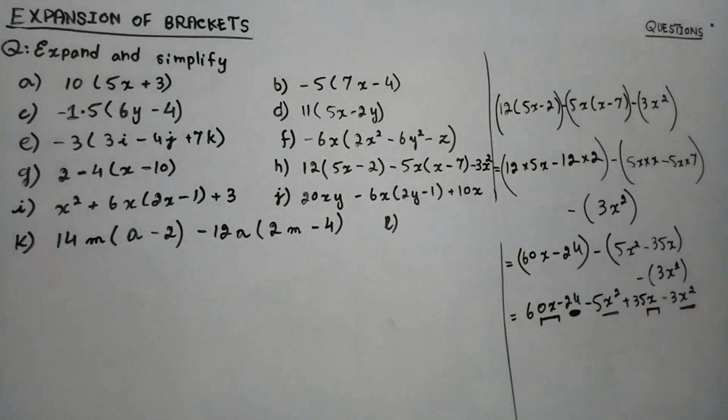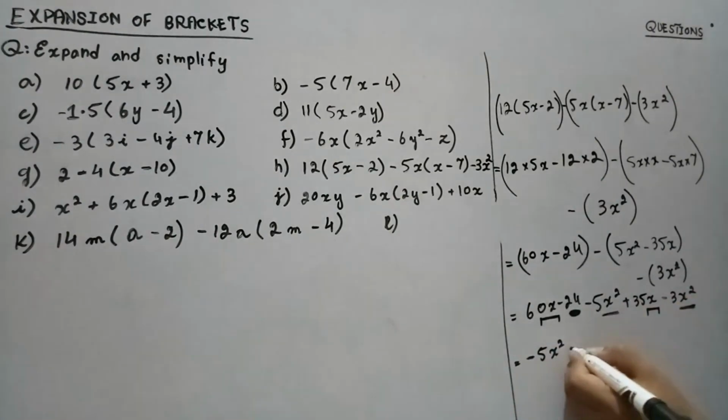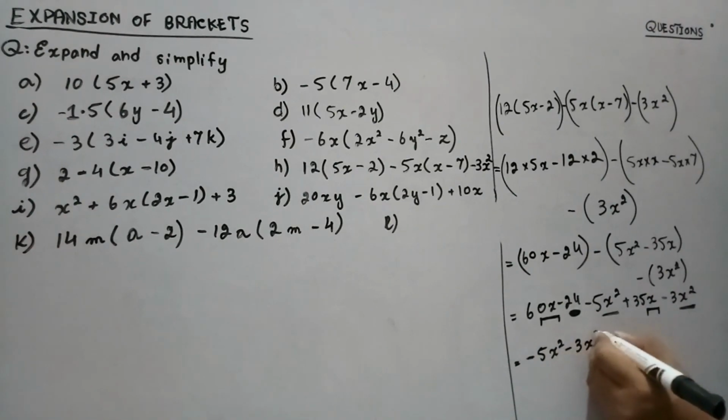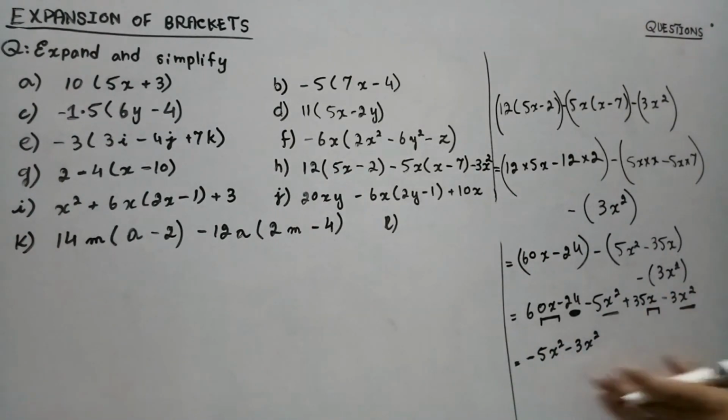So what we can do, we can add or subtract the like terms. Like terms mean that they have the same variable. Here our variable is x square, here our variable is x square. Okay, so we can add or subtract the like terms. So if I solve this negative of 5x square and this negative of 3x square, I can solve this one.